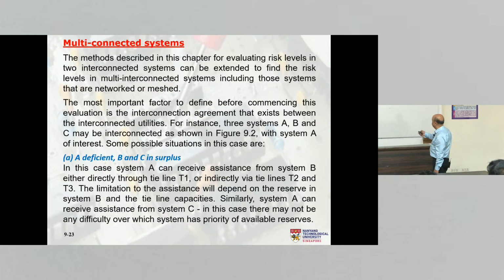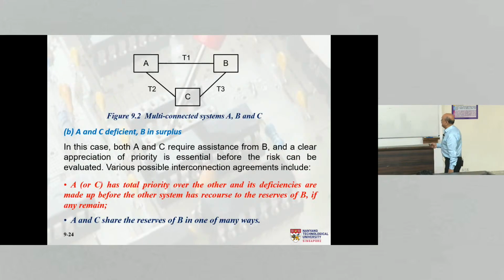Yeah, system A can receive assistance from system C, which is a direct assistance. And then another possibility, A and C are deficient, only B is in surplus. So this guy has more power to give to both A and C. So of course it will help A through T1 and it will help C through T3. That would be the normal mode of providing assistance.